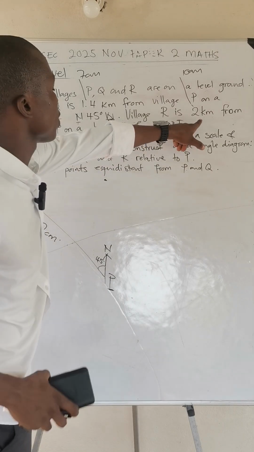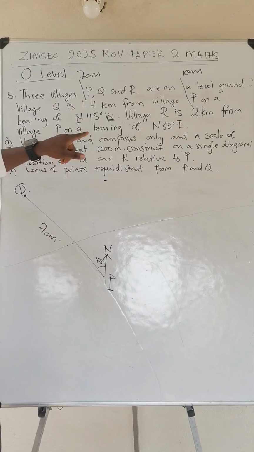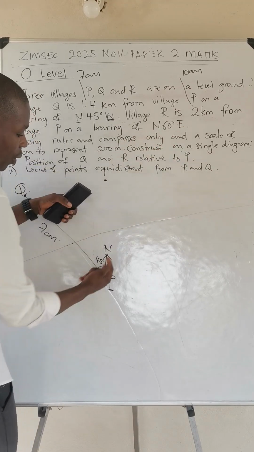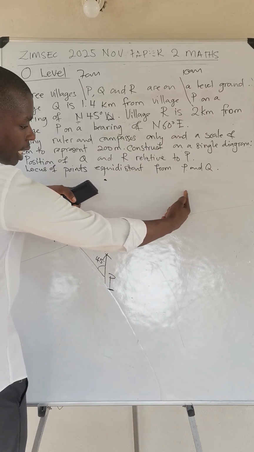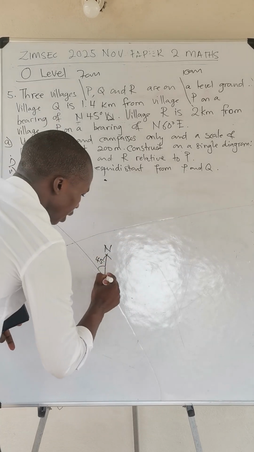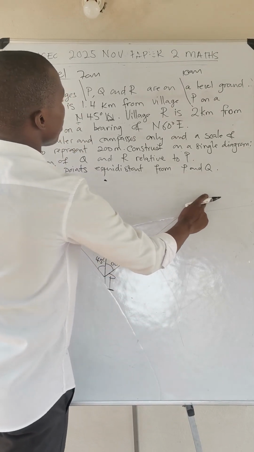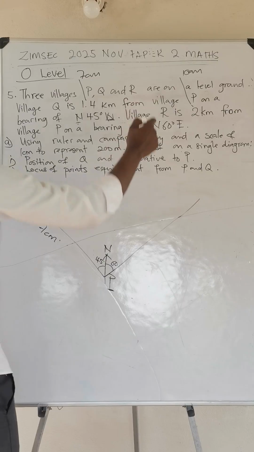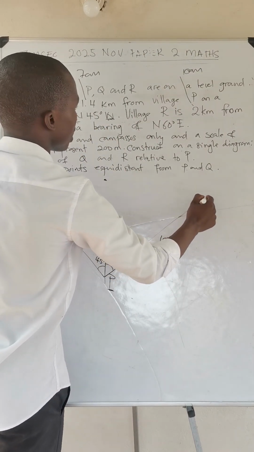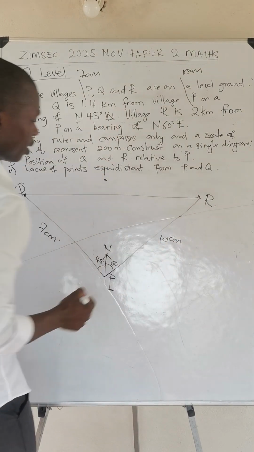Village R is 2 kilometers from village P on a bearing of north 60 degrees east. So it's 60 degrees this side, so we have to come here. Then we put our 60 degrees here. Then this is our point. This is 10 centimeters. This is our point, our village R. Then after that, we just connect the points.